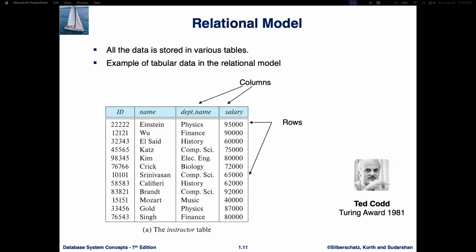Here we have an example table named instructor. This table stores data about instructors, and it has the following information, or following columns or attributes.